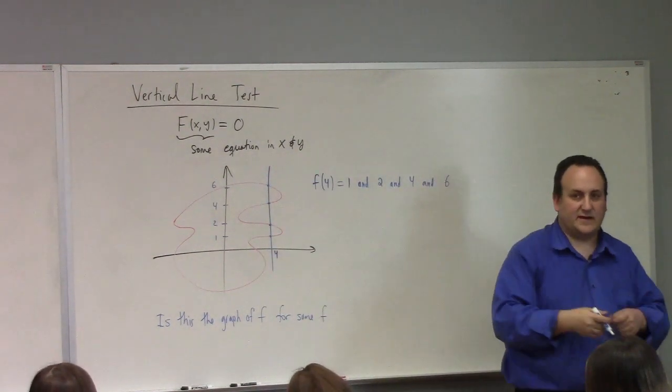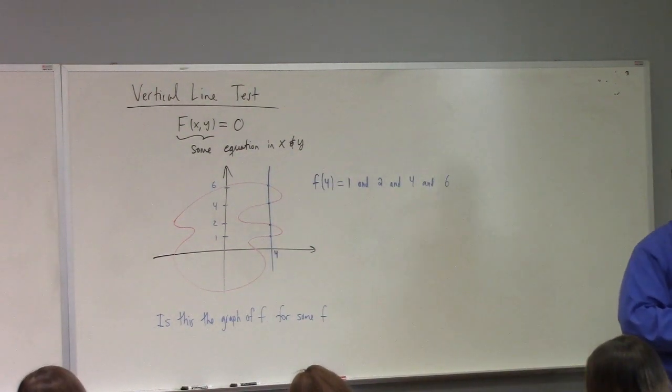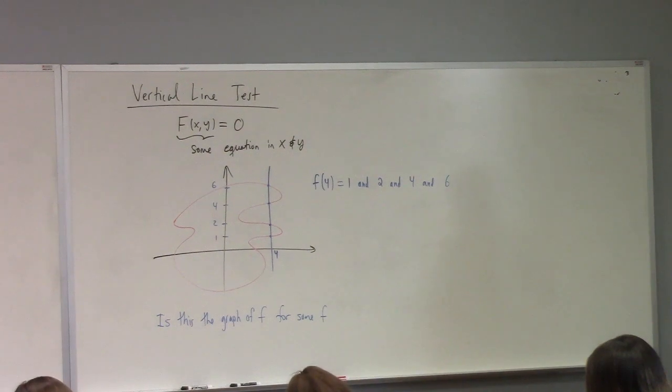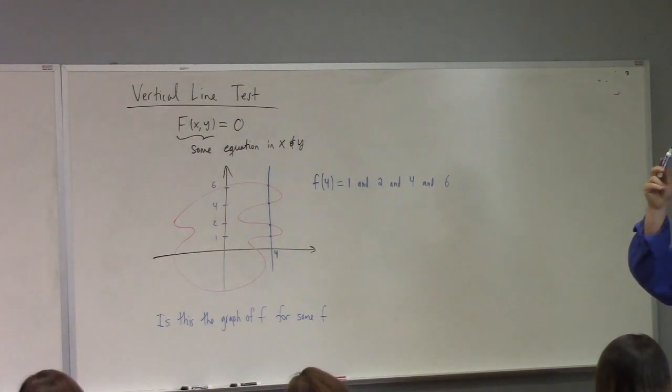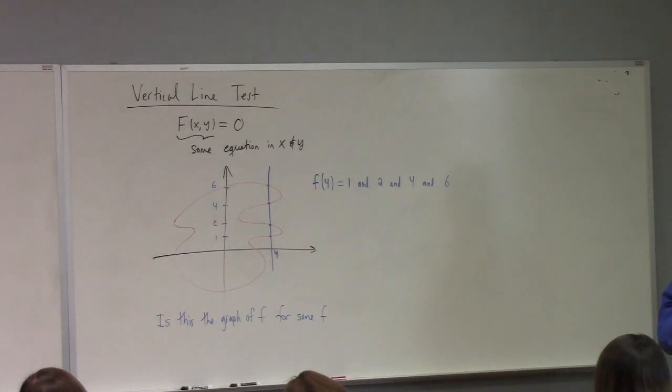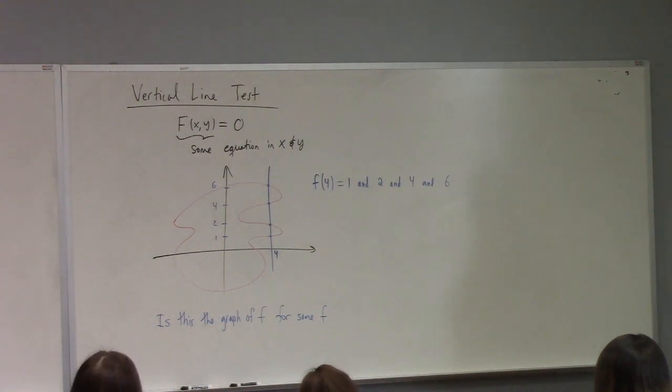But this violates the definition of function, right? A function can only output one thing. So the vertical line test is simply this. If you're looking at the graph of some equation, and a vertical line cuts through the graph at more than one point, then you're not looking at the graph of a function.